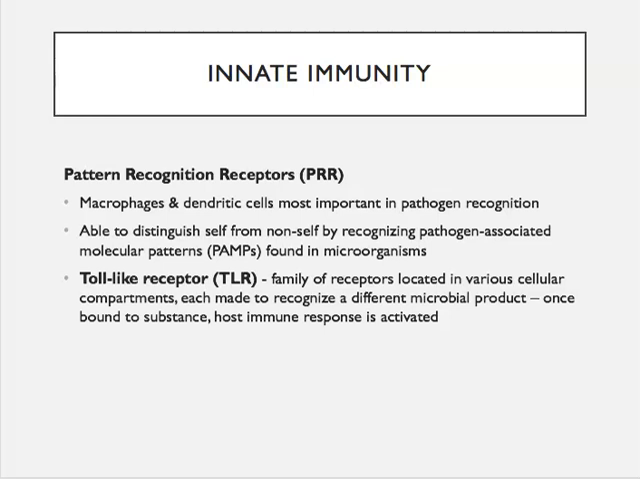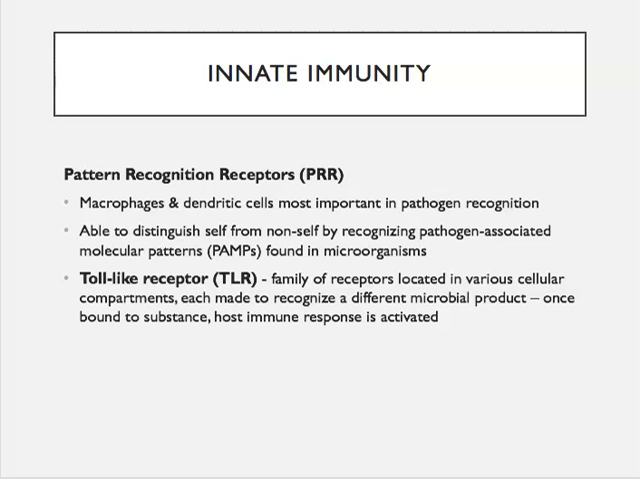Okay, pattern recognition receptors. So macrophages and dendritic cells play the most important role in pathogen recognition. They're also found on neutrophils, eosinophils, monocytes, mast cells, and epithelial cells. So you've got these receptors on these cells that bind to a pathogen. Phagocytic cells become activated and they're better able to engulf and eliminate those foreign microorganisms.